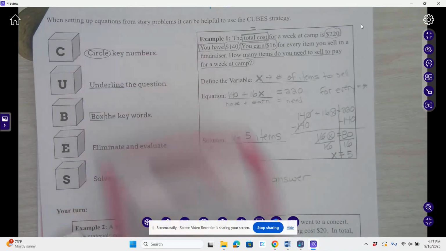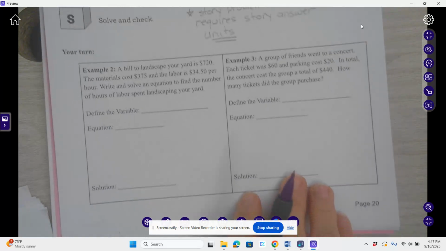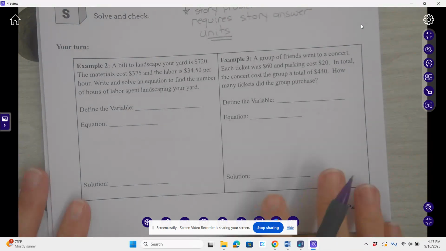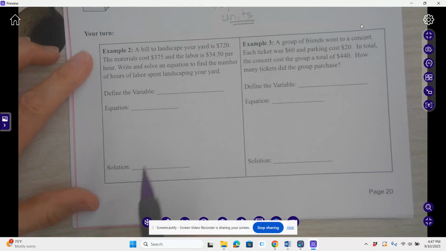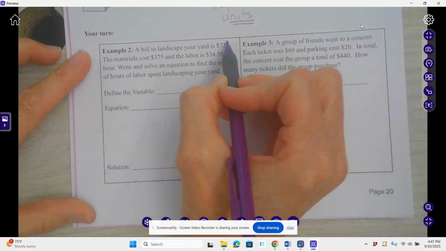Okay, this one down here says you try, but I'll tell you what, I'm going to do one more in this video, and then I'm going to let you practice the rest. I am also going to see if I turn on the light here, if this helps the video a little bit. Maybe a little. Okay, so we're going to look at example 2 now. I might do a little less writing on this one. A bill to landscape your yard is $720.